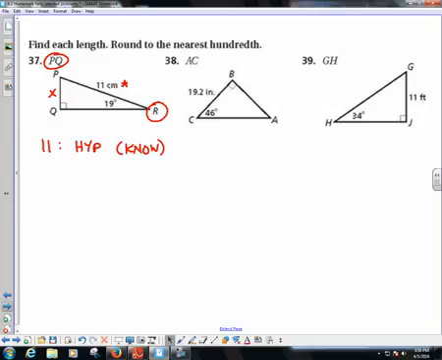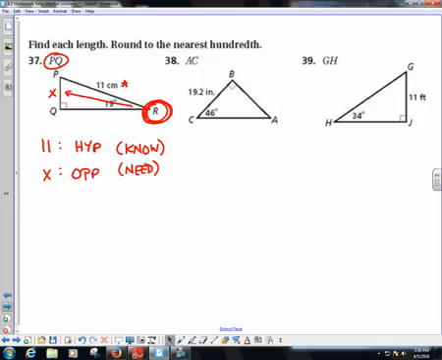And what I need to find out is X, and X is the length of a leg, right? Which leg is it? Is it the opposite leg or is it the hypotenuse? And remember, we're thinking about whether it's opposite or adjacent based on angle R. So angle R is opposite from X.